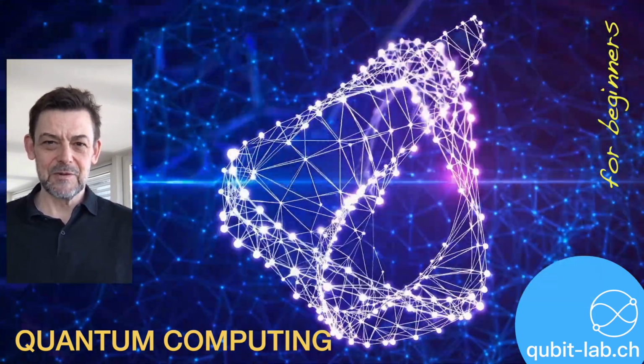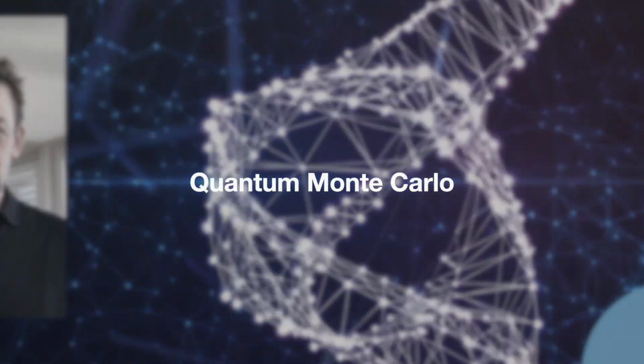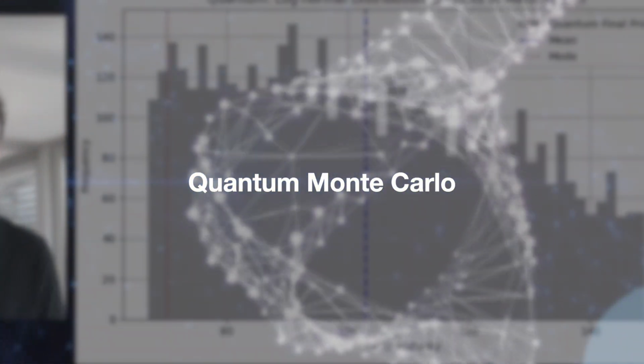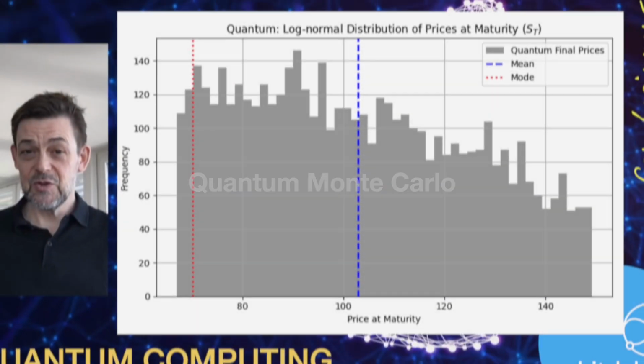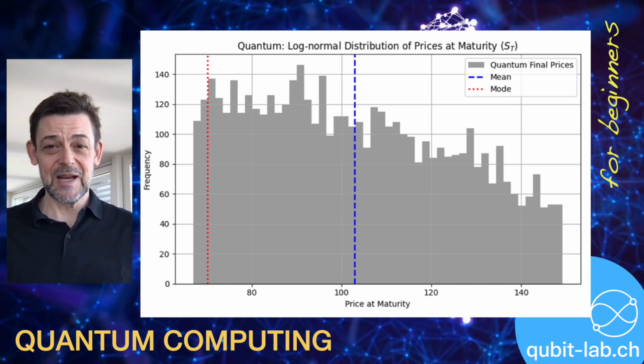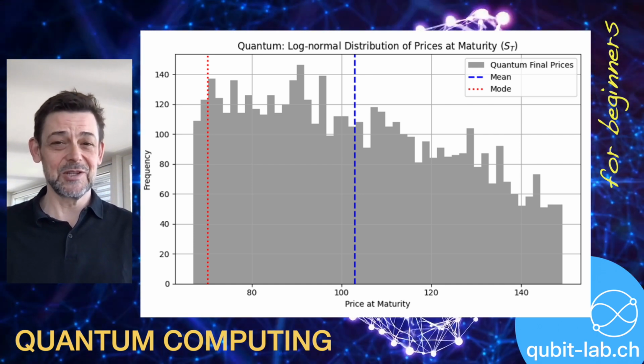Method 2. Quantum Monte Carlo with a few thousand shots. For a European call option, we know that the underlying's terminal price follows a log-normal distribution under the Black-Scholes assumptions. That's what we encode into the quantum state here.